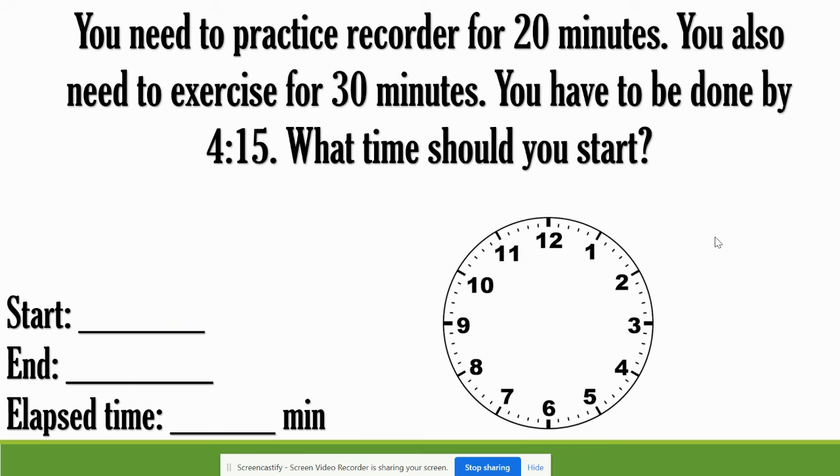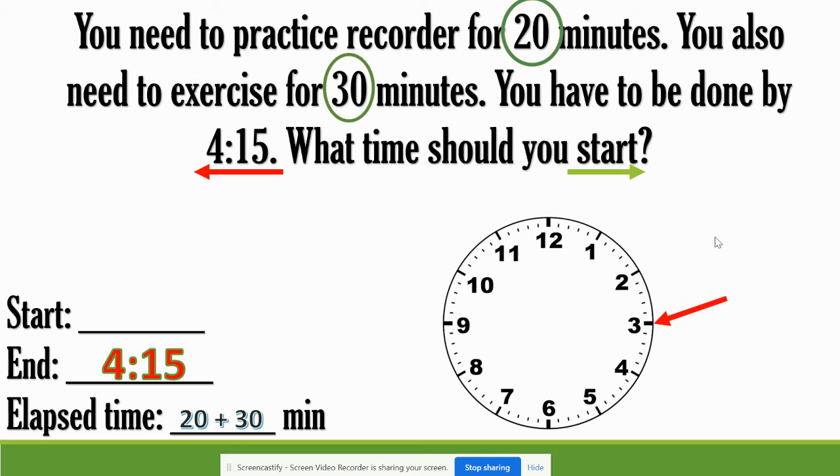Let's do one more. You need to practice recorder for 20 minutes. You also need to exercise for 30 minutes. You have to be done by 4:15. What time should you start? Oh, there's a big clue right there. So if we have to be done by 4:15, that's our end time. And we've got an elapsed time of 20 minutes and 30 minutes. So we're looking for our start time. It even says what time should you start. That's nice. And looking at our clock, there's our end time. And we go backwards. So let's jumpity bump back.